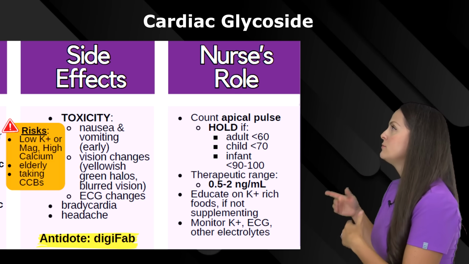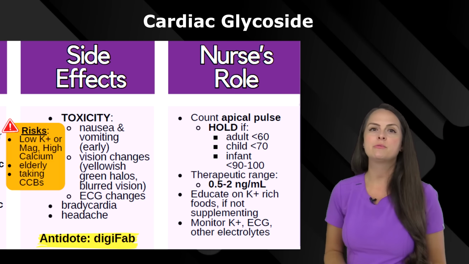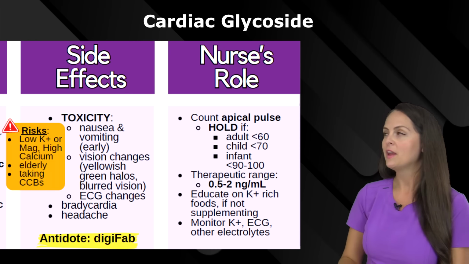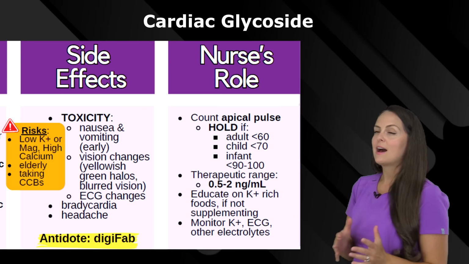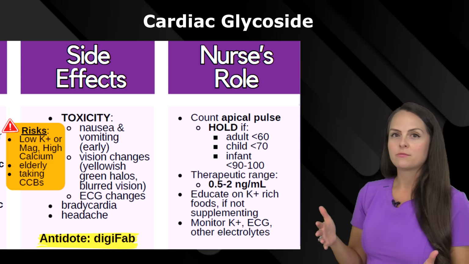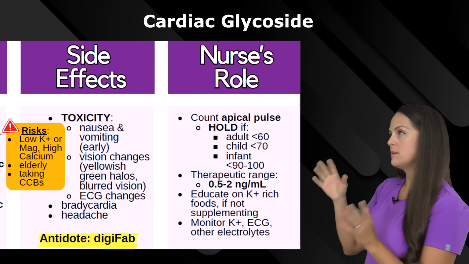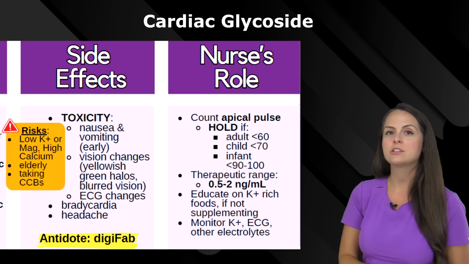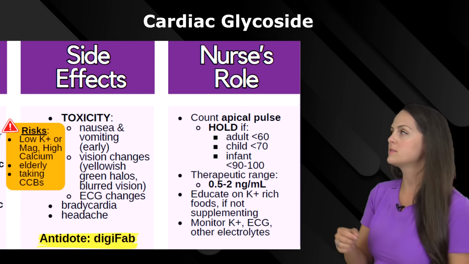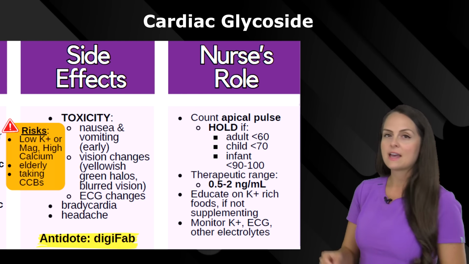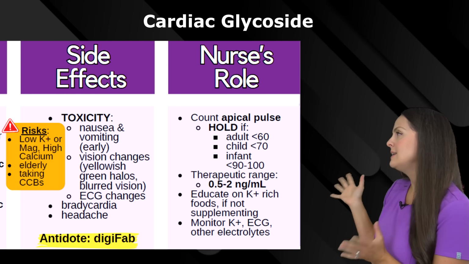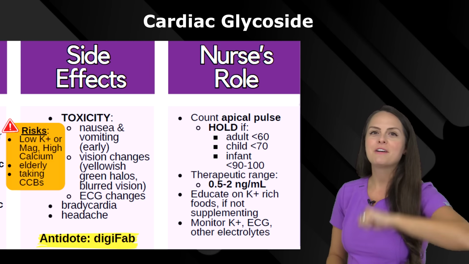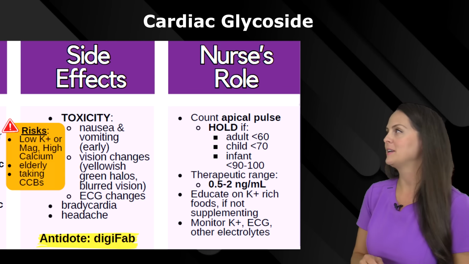So going over to the nurse's role, the big thing you want to do is count that apical pulse before you administer every digoxin dose. So follow your hospital's guidelines and protocols on the ranges and when they want to administer this. This is just typically what it could be. Like for an adult, you will hold the medication if the heart rate's less than 60, that apical pulse. For a child, less than 70, and for an infant, less than 90 to 100. Again, what was that therapeutic range? It was 0.5 to 2 nanograms per milliliter.